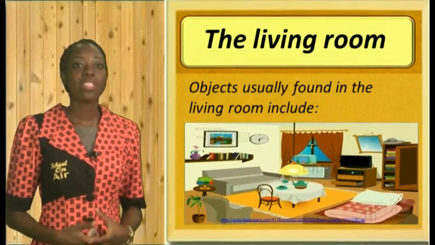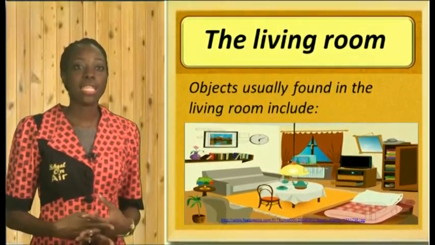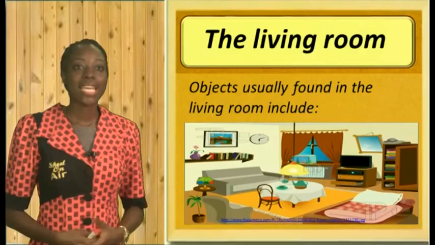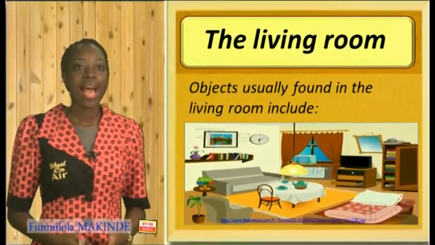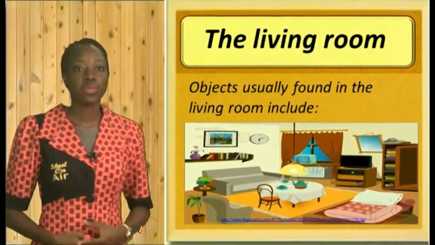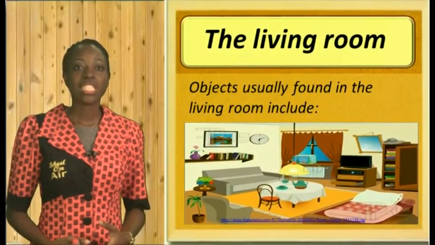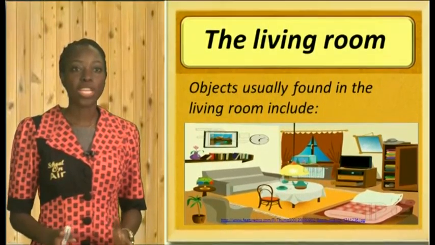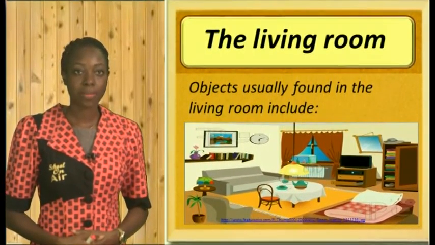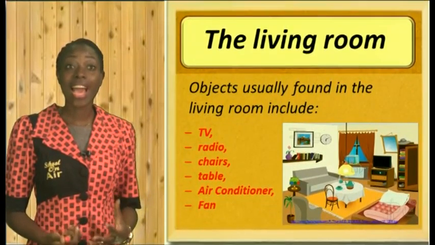As you can see, we have different objects there. I can see a wall clock. I can see a television. I can see chairs or sofas. I can see a table and another chair. I can see a bookshelf and a piano. Also, there's the window, there's a flower pot. Now, those are the things that I could see.